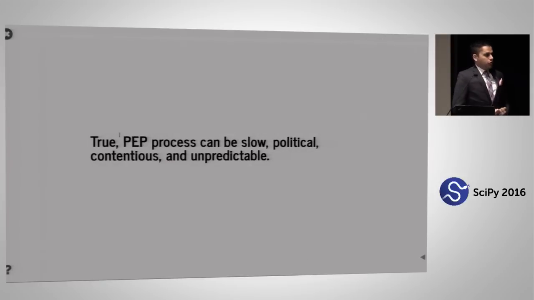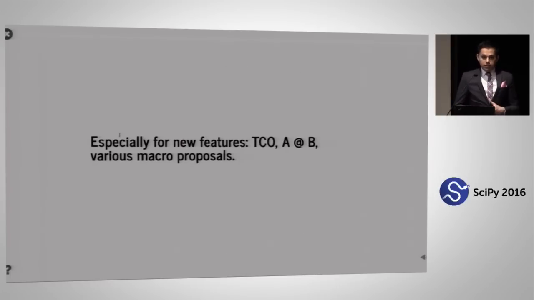It is absolutely true that the PEP process is slow, it's political, it's contentious, and it can be unpredictable. And we have instances in recent past where we can see things like TCO that people fought for tooth and nail, didn't go anywhere. And it took a long time for a decision to be made, and the decision was not a decision that people agreed with. And at the same time, things like matrix multiplication didn't take that long to get in, didn't take that long to build consensus. It's very unpredictable what will and what will not get consensus.